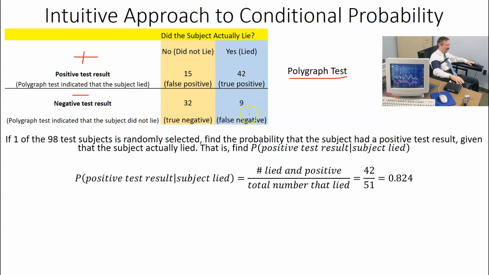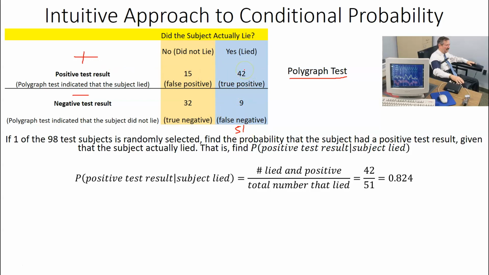What you're going to need for this is how many people lied. If you take the 42 plus the 9, that gives you 51. And you'll see here at 51, that's where I'm coming from, the total number of people that lied. So the number that lied and are positive, I'm just looking at the intersection of my row and my column, which is of course 42.